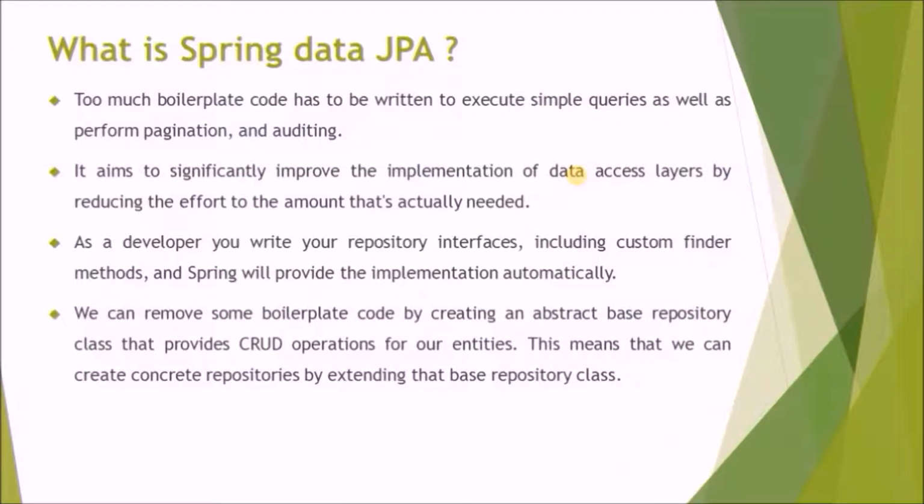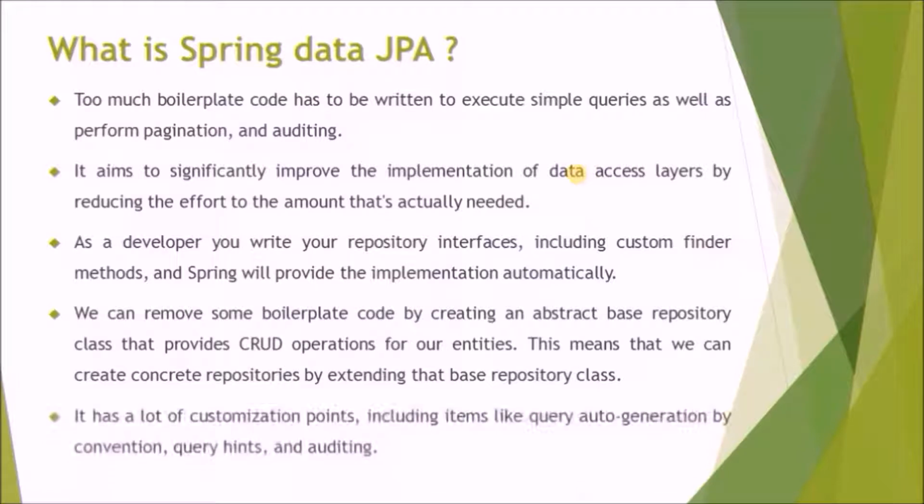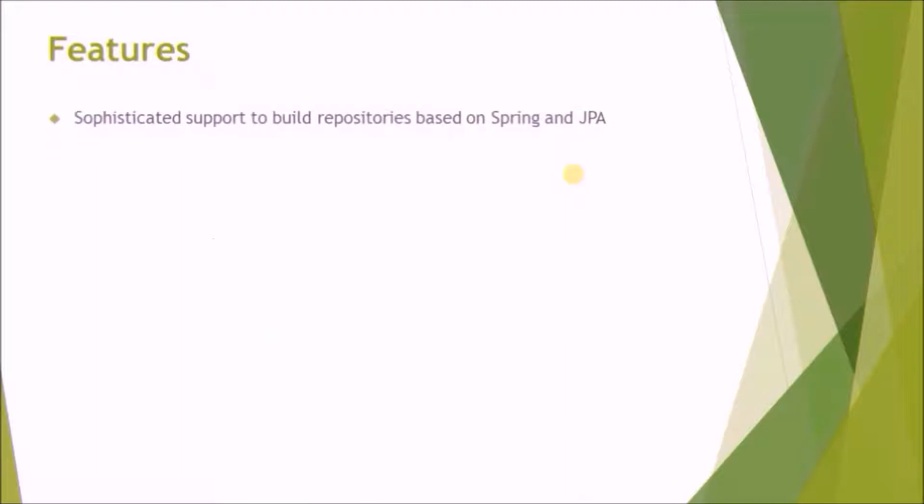We can remove some boilerplate code by creating an abstract base repository class that provides CRUD operations for our entities. This means that we can create concrete repositories by extending that base repository class. It has a lot of customization points, including items like query auto-generation by convention, query hints, and auditing features.